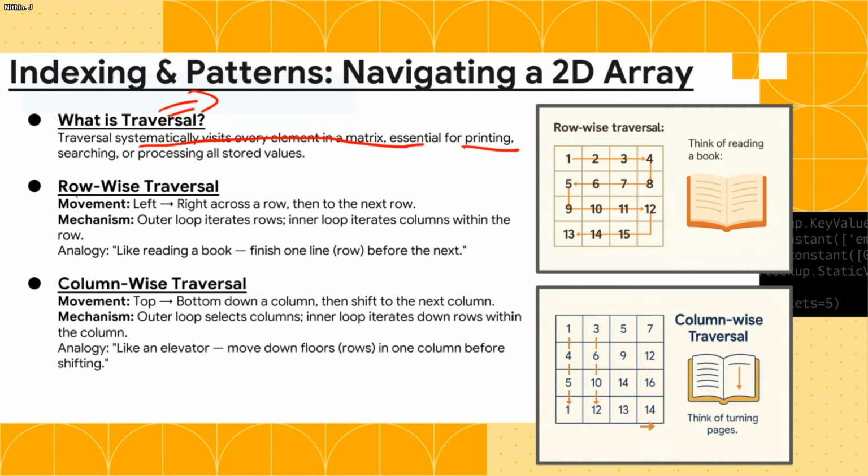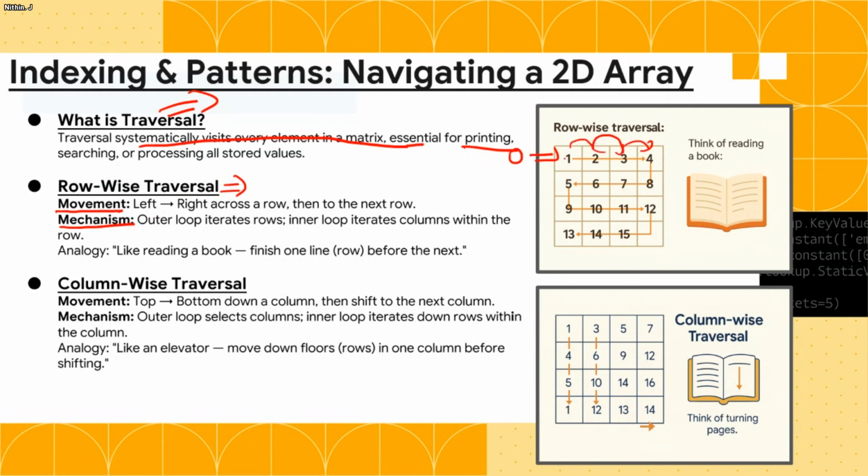So there are different types of traversal, and the first traversal that we're going to cover is row-wise traversal. I have split all the traversal into parts: the movement that we are going to follow and the mechanism. The movement is: we will first go to a row, and in that row, we will move from left to right, accessing each column one by one like this.